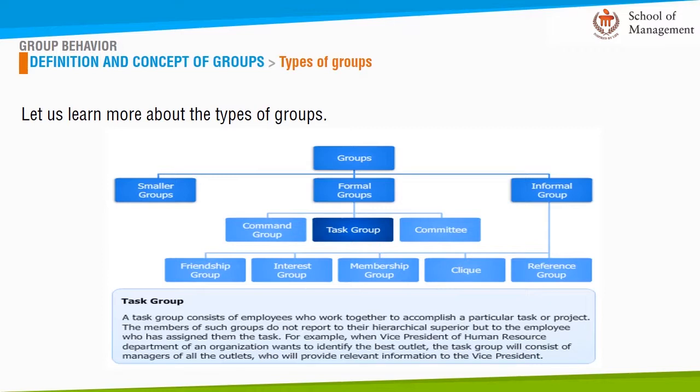Task group. A task group consists of employees who work together to accomplish a particular task or project. The members of such groups do not report to their hierarchical superior, but to the employee who has assigned them the task. For example, when the Vice President of the Human Resource Department of an organization wants to identify the best outlet, the task group will consist of managers of all the outlets who will provide relevant information to the Vice President.